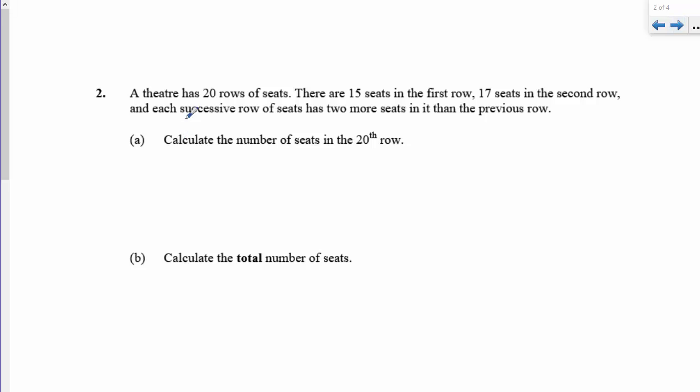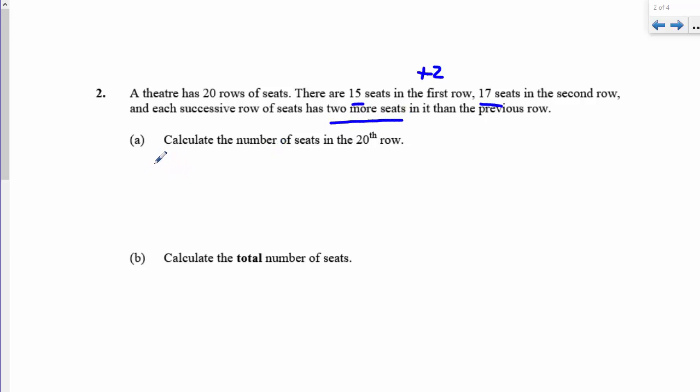All right. This is the sequences and series questions. That's the fun part, right? All right. So a theater has 20 rows of seats, and there are 15 seats in the first row, 17 seats in the second row, and each successive row of seats has 2 more seats in it than the previous row. Okay, that makes sense. So calculate the number of seats in the 20th row. This is an arithmetic sequence, okay, because we're going to add the same number of seats to each new row. This first row has 15 seats, and the second row has 17 seats, so we've actually added how much? We've added 2 seats. And we're going to add 2 more seats each time we go up a row.